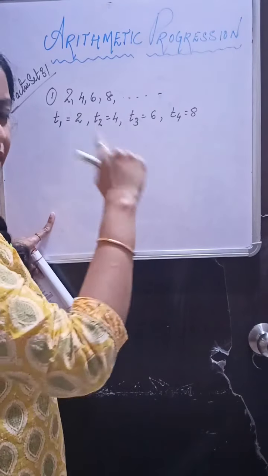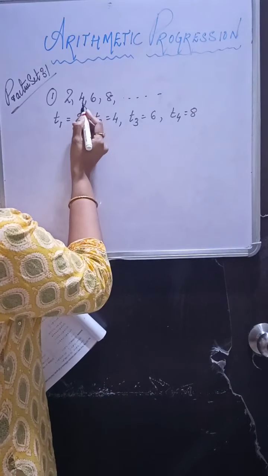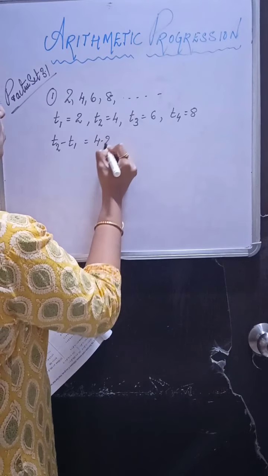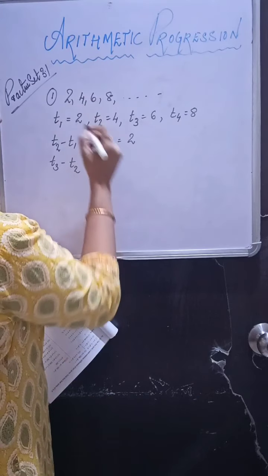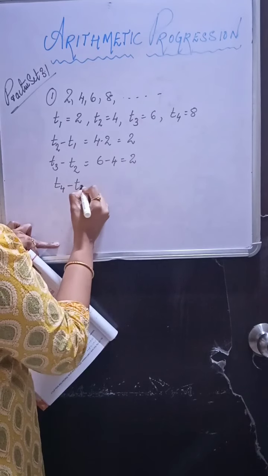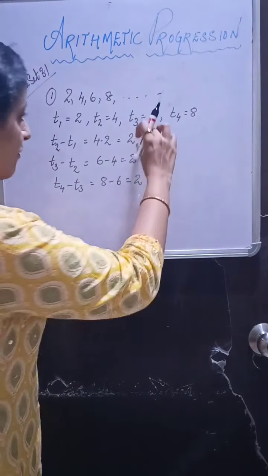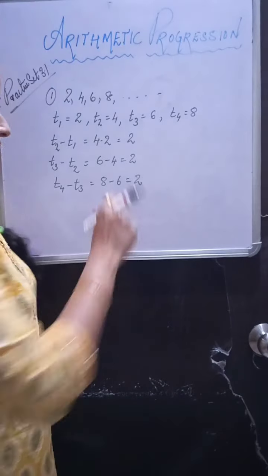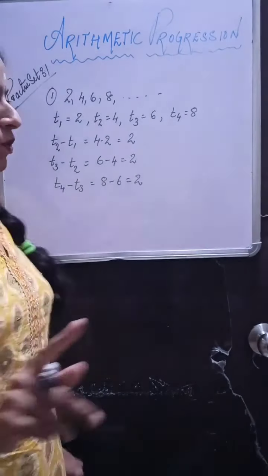How to check whether it is an arithmetic progression or not? We will subtract two consecutive numbers. So 4 minus 2, T2 minus T1, is 2. T3 minus T2: 6 minus 4 is 2. T4 minus T3: 8 minus 6 is 2. So everywhere you are getting the difference to be a constant. So here D is 2. When you get the difference to be constant, the sequence is an arithmetic progression.